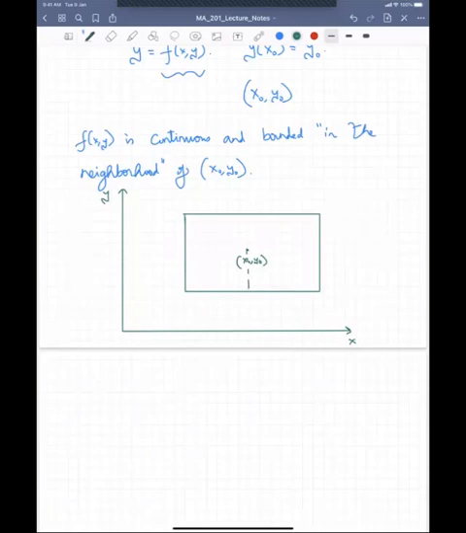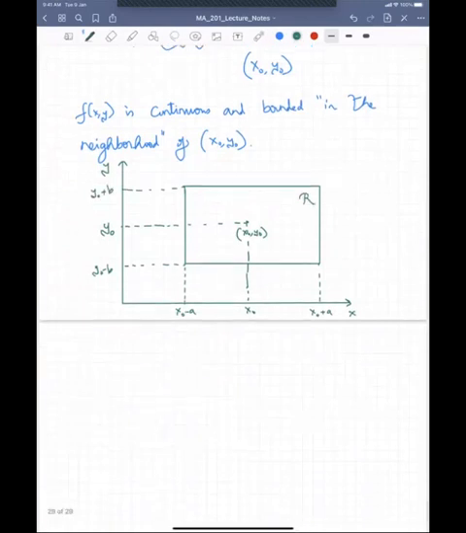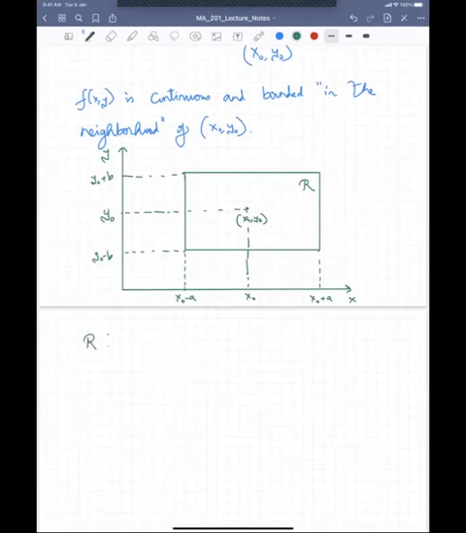So let me be more precise. This is x0. This is y0. And the sides of this rectangle are 2a and 2b. So this is the point x0 minus a, this is the point x0 plus a, y0 minus b, and y0 plus b. Let me call this rectangle R. So I'm considering a region R, which is defined by absolute value of x minus x0 less than or equal to a, and absolute value of y minus y0 less than or equal to b.